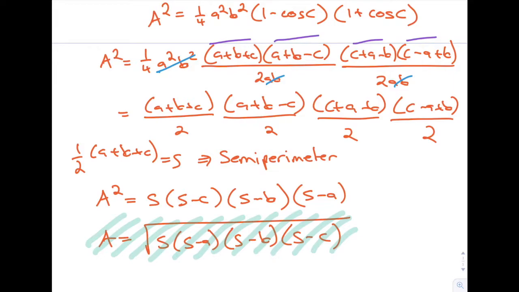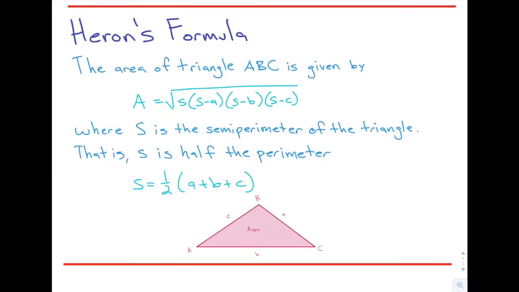To summarize, what we did is we started with our original definition of the area of a triangle using 1/2 ab sine C from a previous video. Did a little bit of trigonometric identity substitution, factored, used the law of cosines to come up with something that we could substitute into this factored form, and then did a little bit of algebraic manipulation, using the definition that the semi-perimeter is 1/2 times (a plus b plus c) to arrive at Heron's formula, which says that the area of triangle ABC is given by A equals the square root of s times (s minus a) times (s minus b) times (s minus c), where s is the semi-perimeter of the triangle. That is, s is half the perimeter, so s equals 1/2 (a plus b plus c).